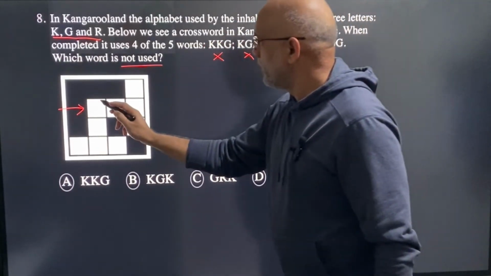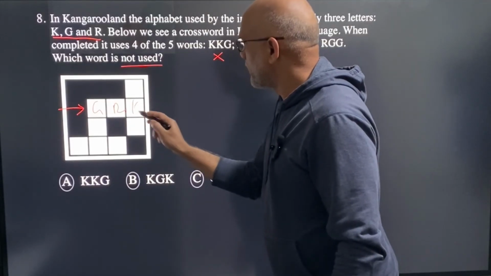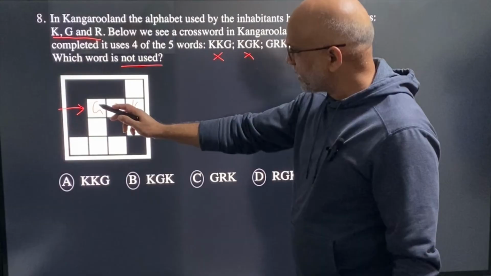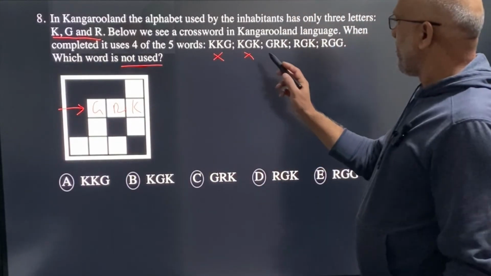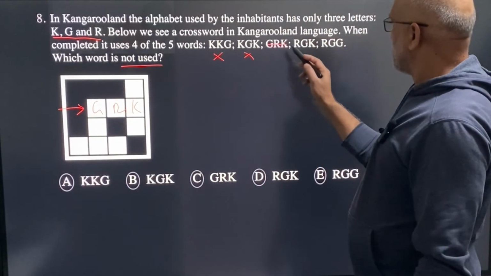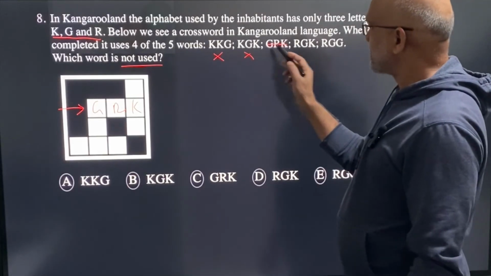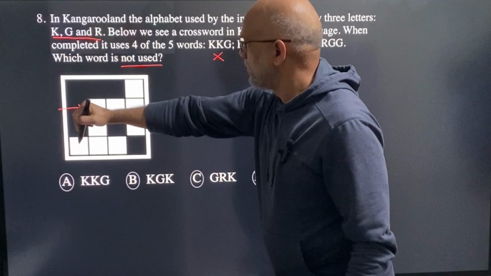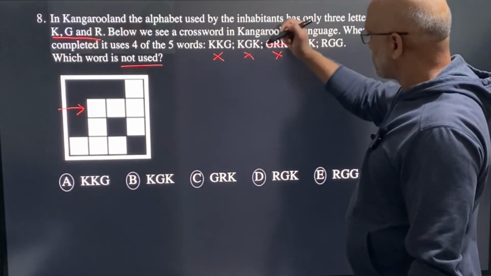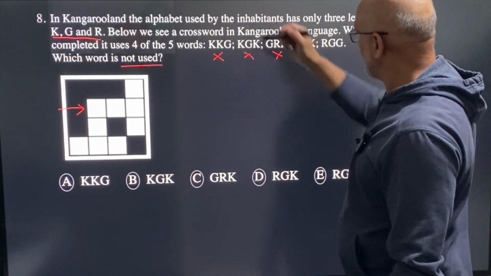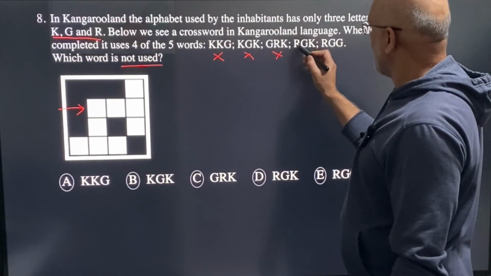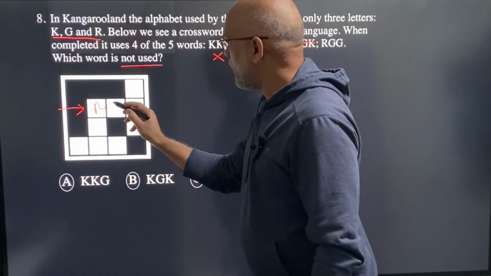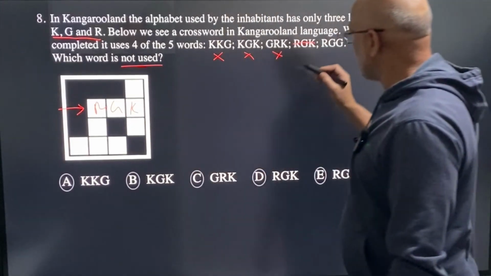G, R, K, G, R, K. But notice that I need another word that starts with the letter G. So this is used. There is no other word that starts with G. So this also cannot work. Now let's try R, G, K. So I'm trying this one now.